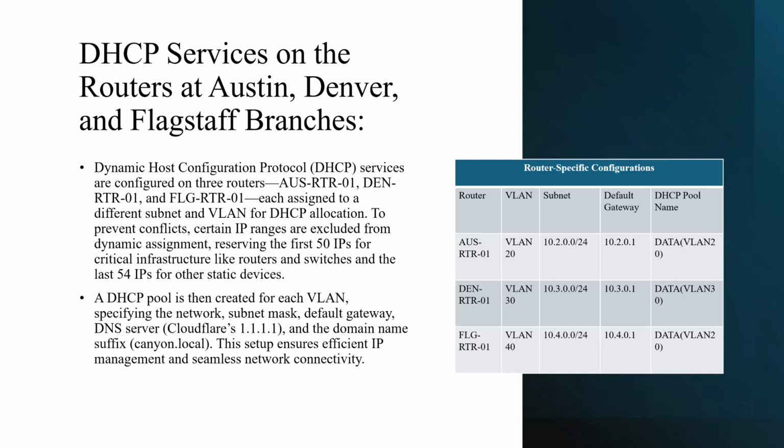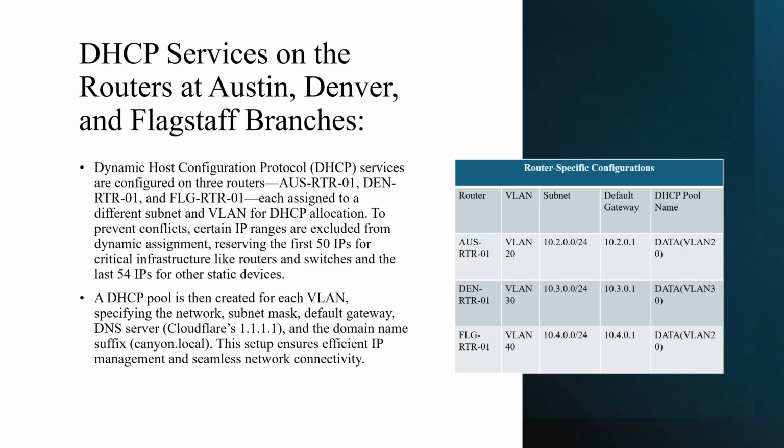Changes made to Canyon Woodcraft: DHCP services were configured on AUS RTR01, DEN RTR01, and FLG RTR01, each managing a different subnet and VLAN for IP allocation. To avoid conflicts, the first 50 IPs were reserved for critical infrastructure like routers and switches, while the last 54 were set aside for other static devices.